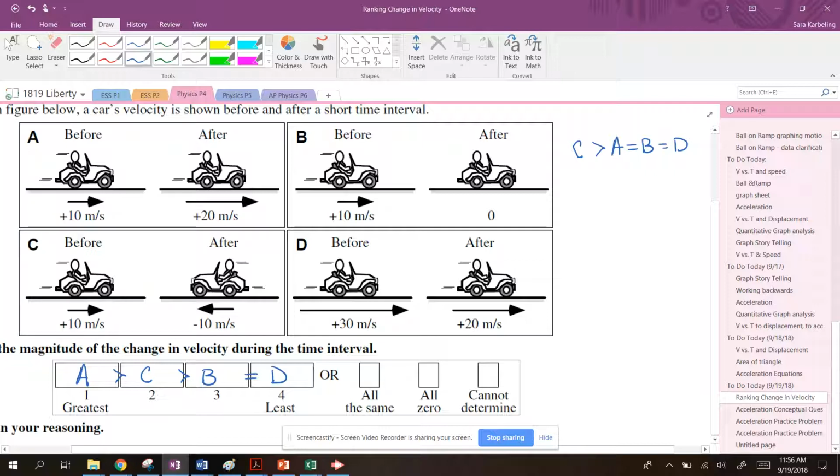Also 10. Now, if we were going to do non-magnitudes, if we were just going to do the change in velocity literally, then this would be positive 10, and these would be negative 10, right? Is that right? Change in V. Negative 10 meters per second.